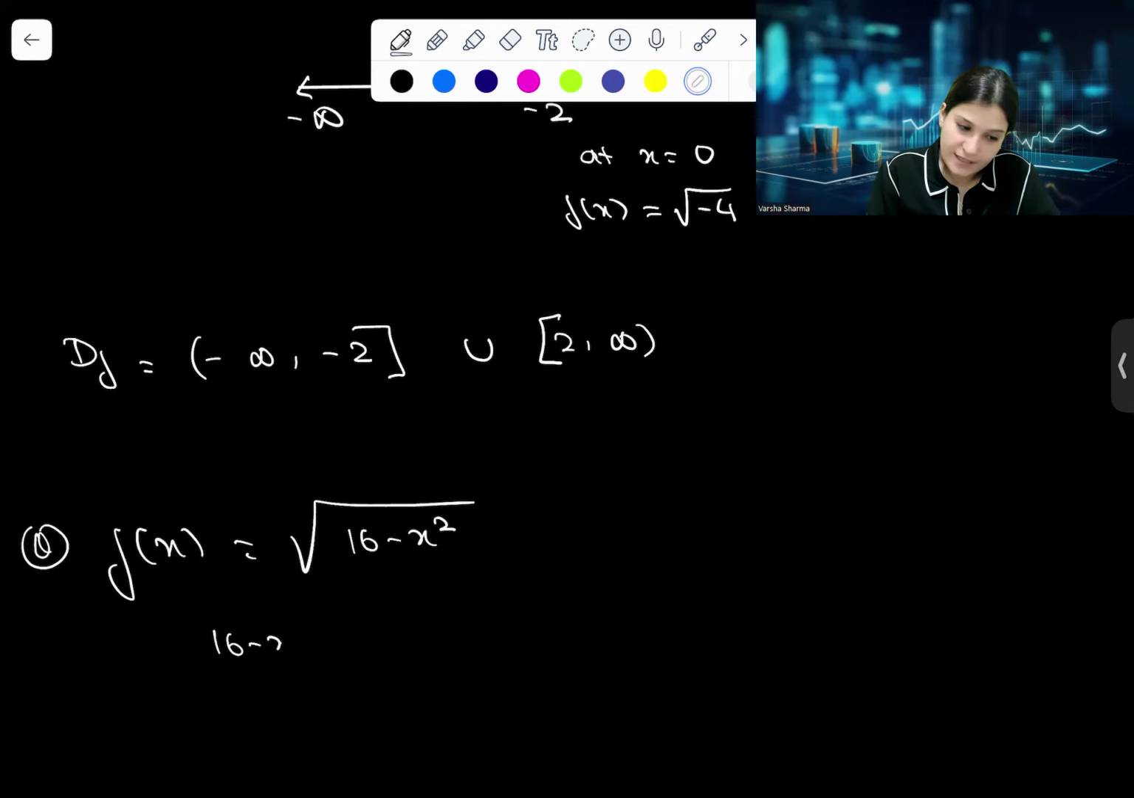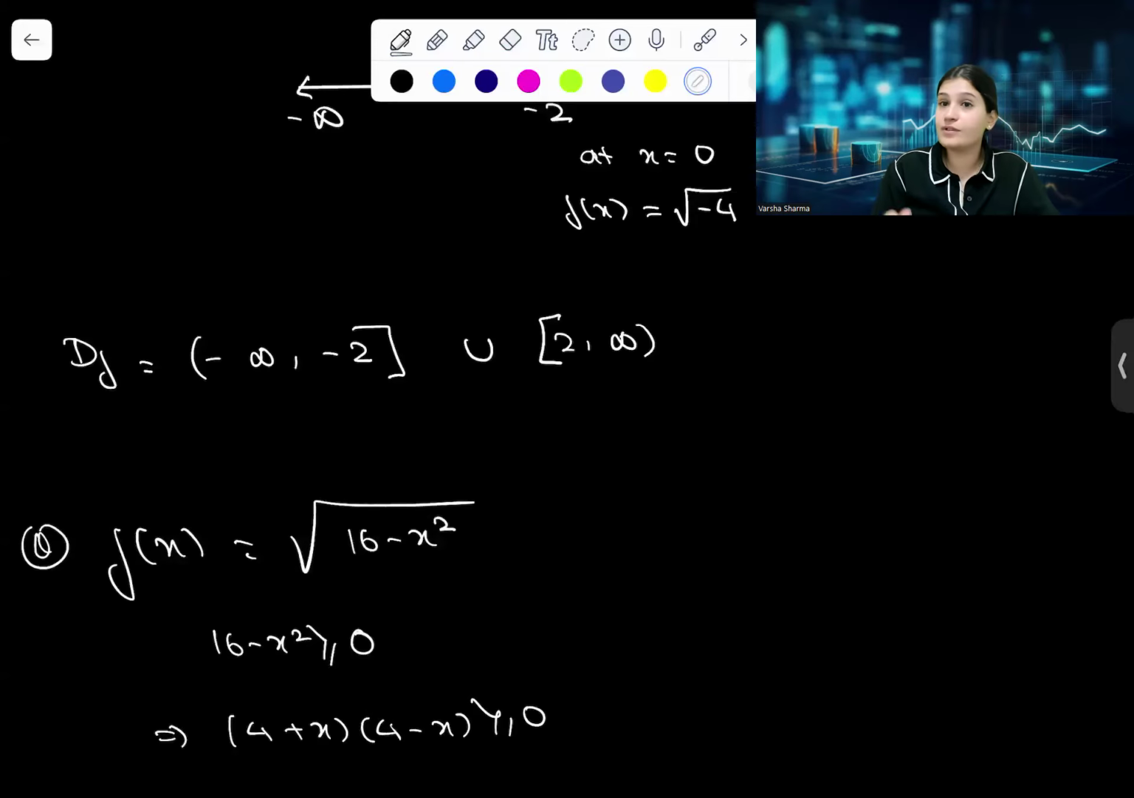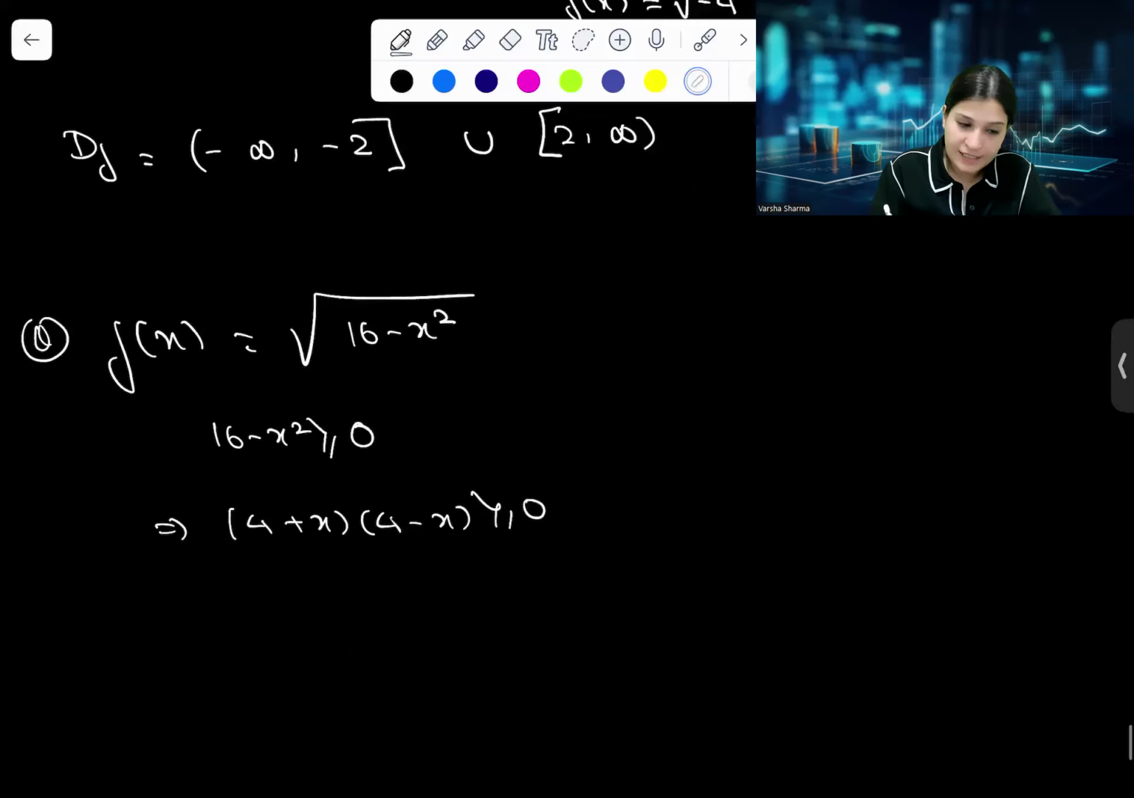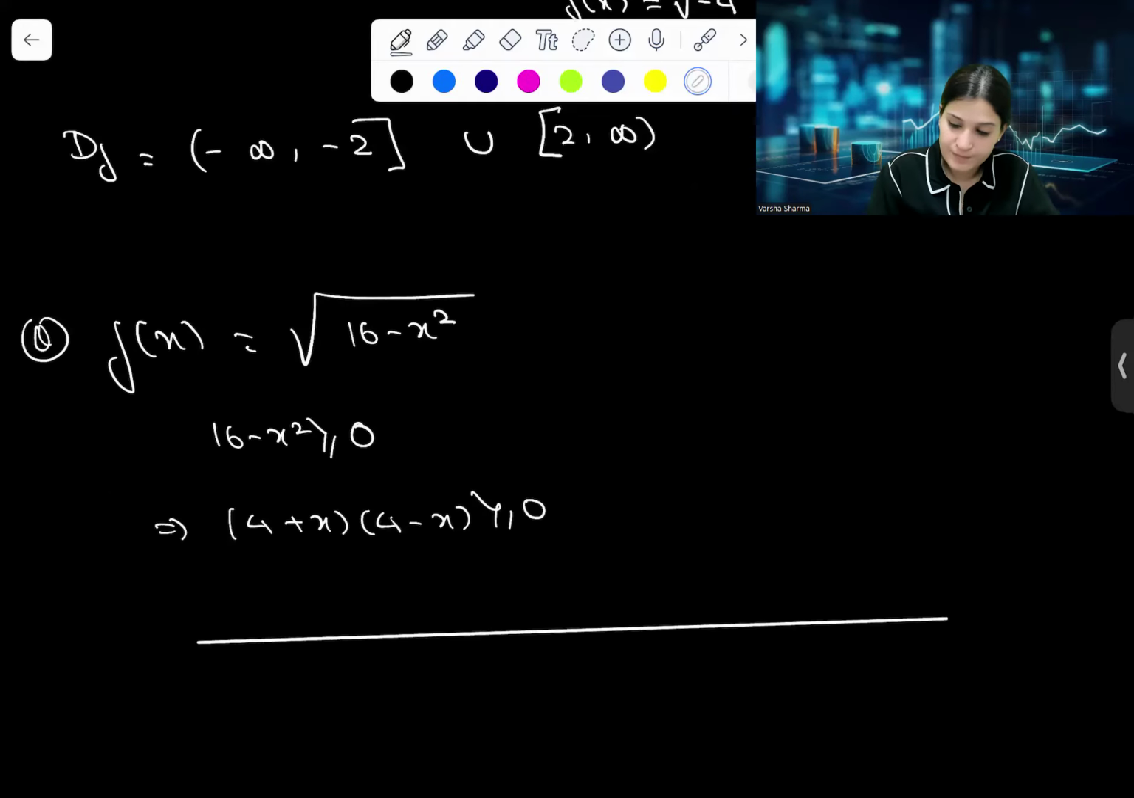First, 16 minus x square should be greater than or equal to 0. So this is (4 plus x)(4 minus x) greater than or equal to 0. I'll get two answers. What are those? Minus 4 and plus 4. Now, what will happen?